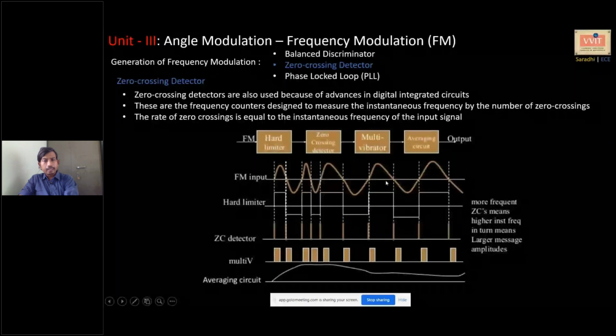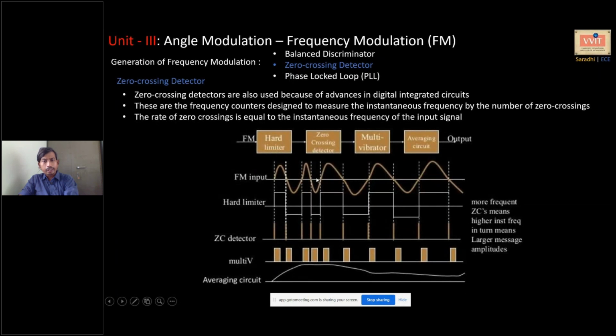Okay, sometimes it is more than Fc, sometimes it is less than Fc. What this hard limiter does is, it generates a pulse, either positive pulse or negative pulse of equal heights, but widths are based on the width of the half cycles, each of those half cycles, right?